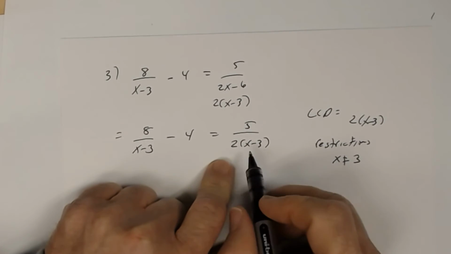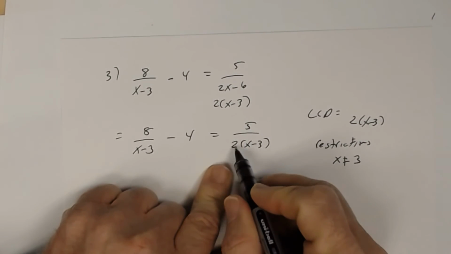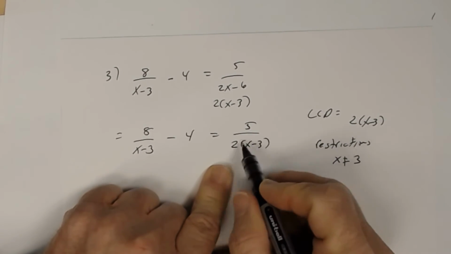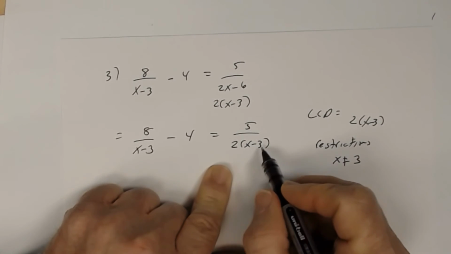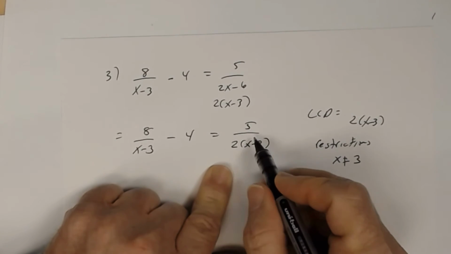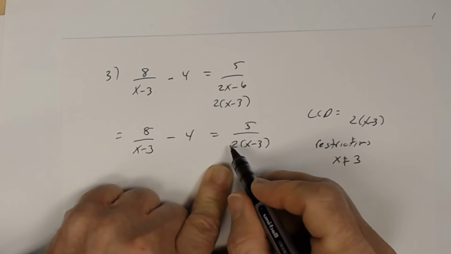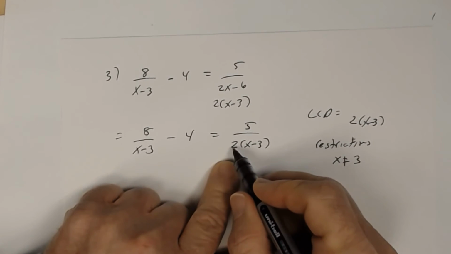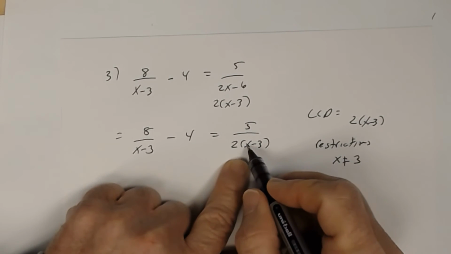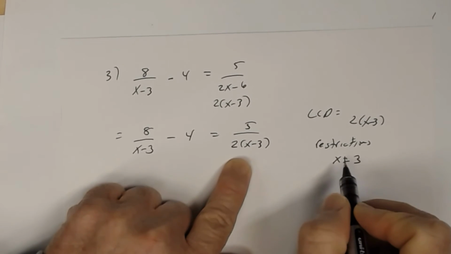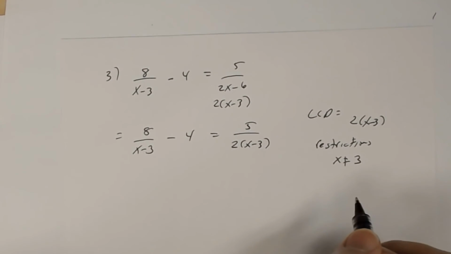Here, your 2 factors are 2 and x minus 3, but 2 is a number. So the only thing you need to look at is this. What makes this 0? So when I say 2 is a number, I mean 2 is not 0. So it's never going to be 0. So this is going to be 0 when x is 3, which I already have. So there's only one restriction here, and that's this one.